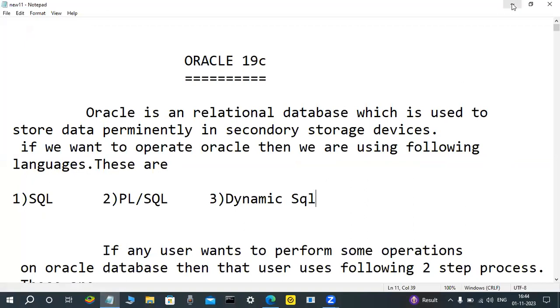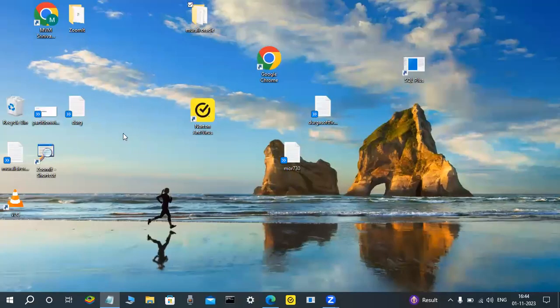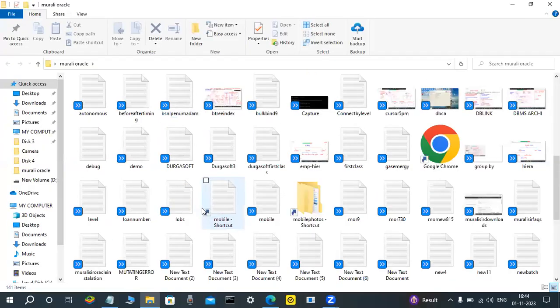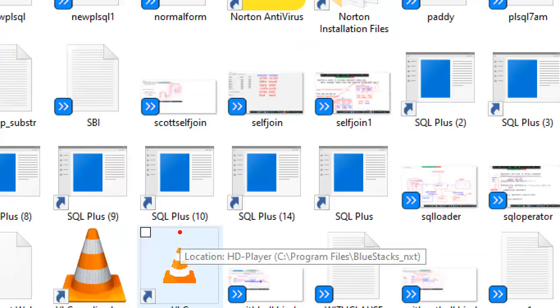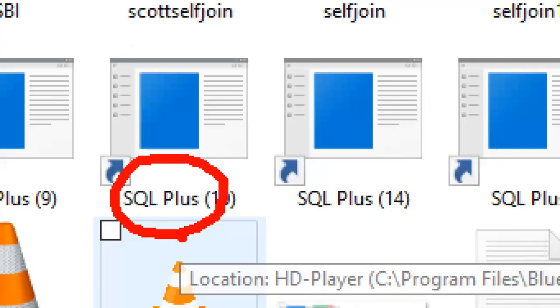But unfortunately, here, observe it here, on the screen. Here, something is there. What is this one? Anybody tell me? Very good. SQL Plus is there. What is this one? Is this a tool or language or database or anything? Confusing. Very good. This is a tool. This is a tool only. Client tool or query tool.